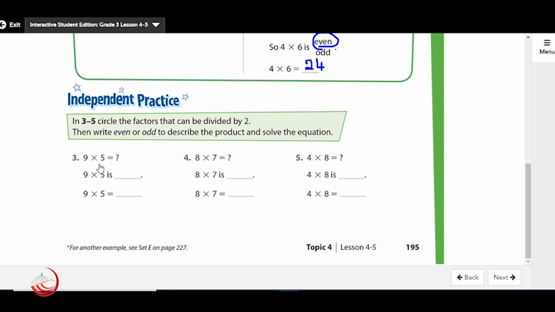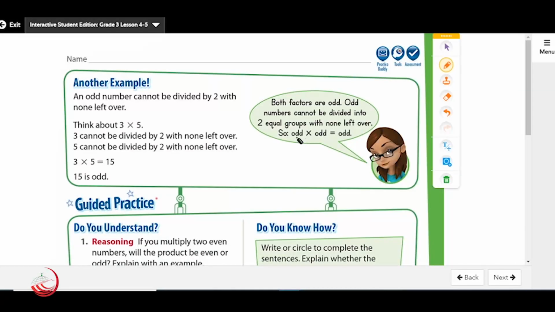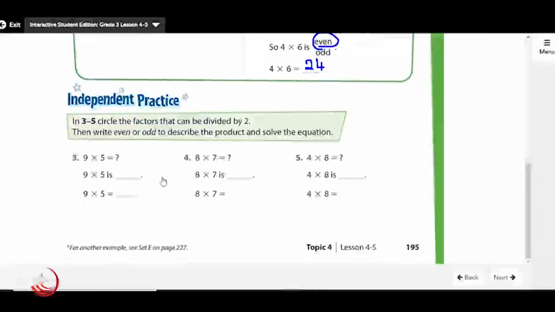Let's make this one. 9 times 5 equals what? Is 9 times 5 an even or odd number? What do you think? 9 is an odd number. 5 is an odd number. And the rule that we knew on the top of this page: odd times odd equals odd. So 9 is odd, 5 is odd, so the product will be an odd number.